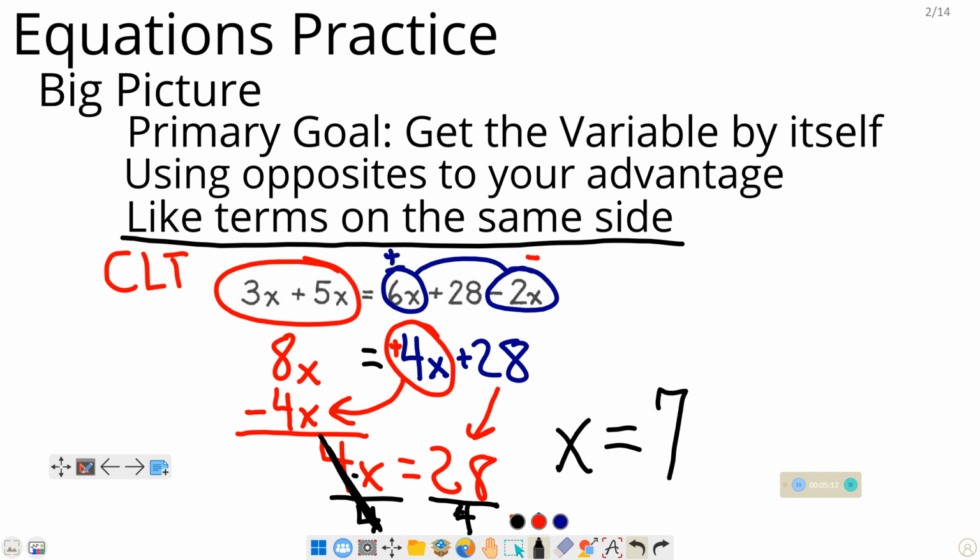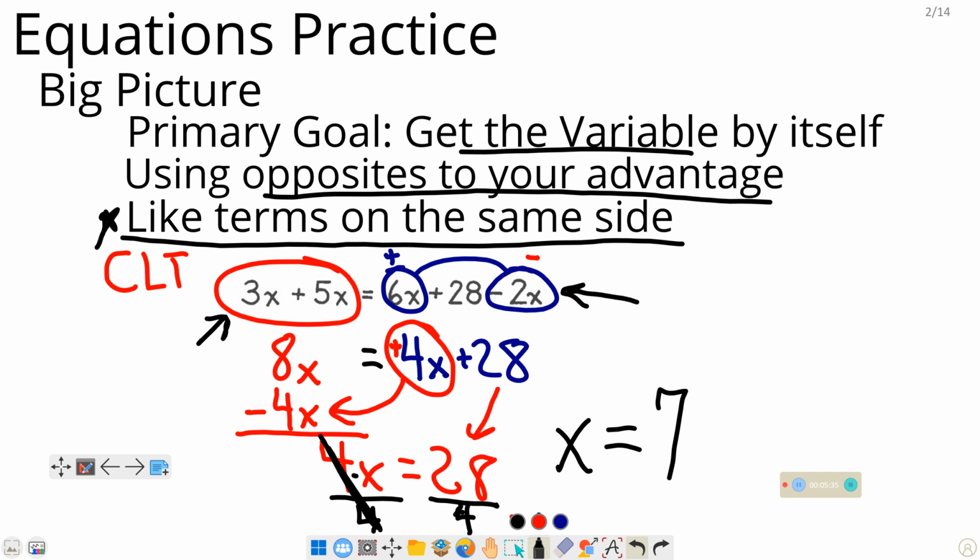Now these are the big picture goals. You need to get the variable by itself. You need to use opposites to your advantage. And when the problems get a little bit more complicated, make sure that you are combining like terms on the same side, whether that's combine like terms through addition or zero pairs through subtraction. These are the big picture overarching goals.